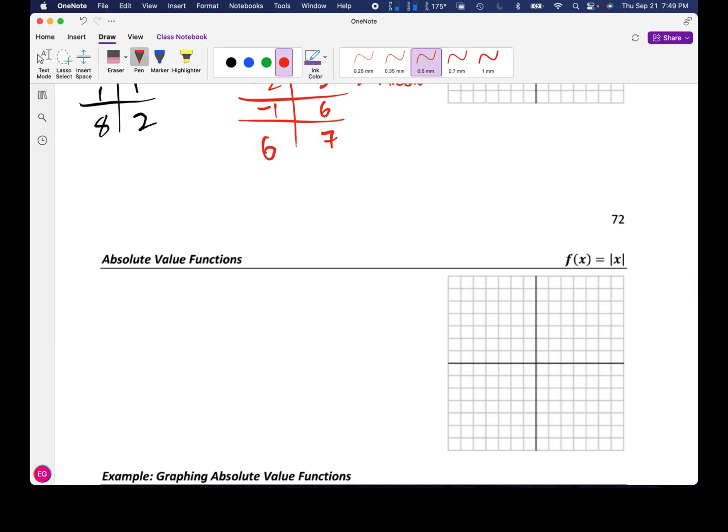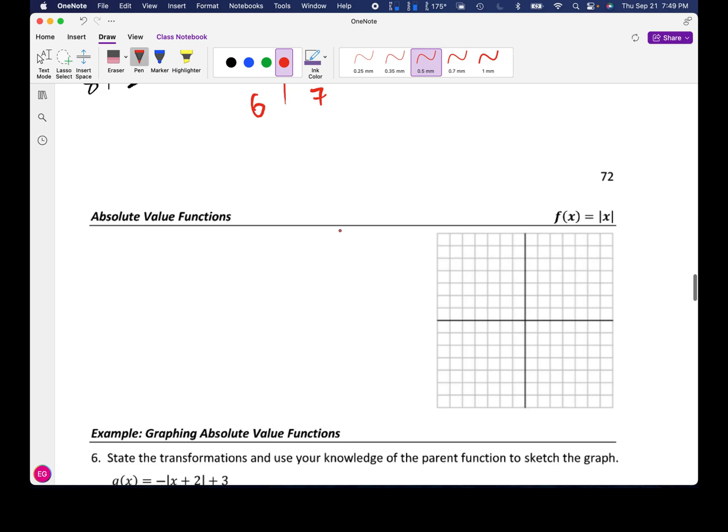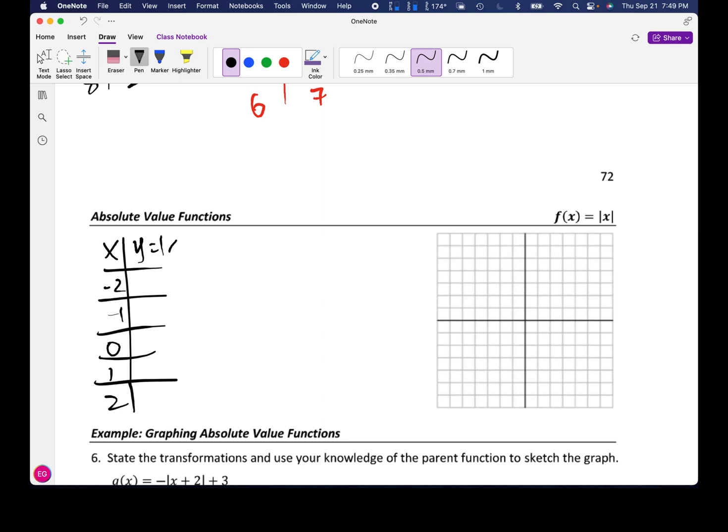Whew. Last one, absolute value. You might have done absolute values before. Absolute values are kind of fun. Honestly, I don't use a table no matter what, even the long way. I just think it is completely unnecessary, but I will show you what it would be if we're doing that y is the absolute value of x. We're just going to get 2, 1, 0, 1, 2.